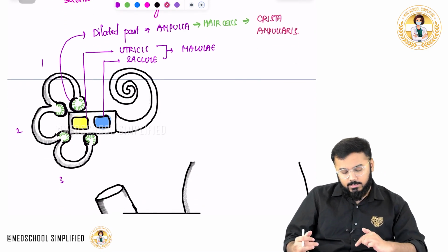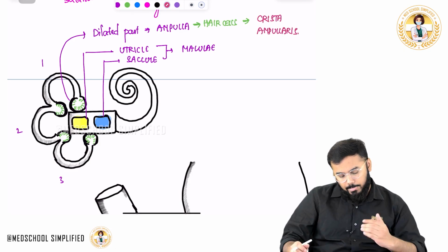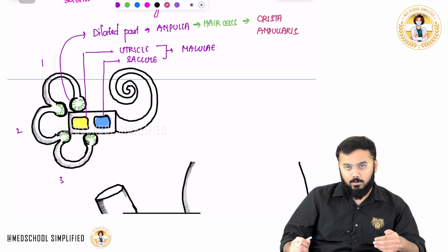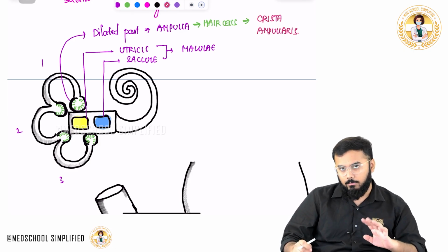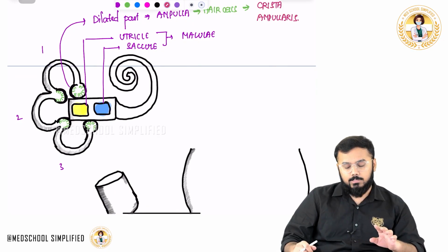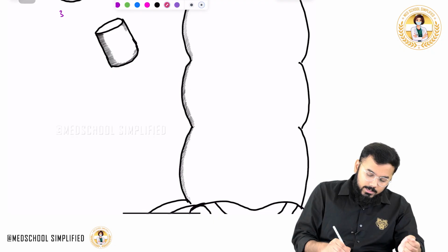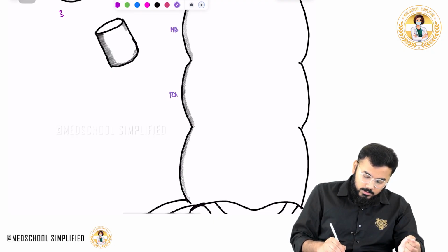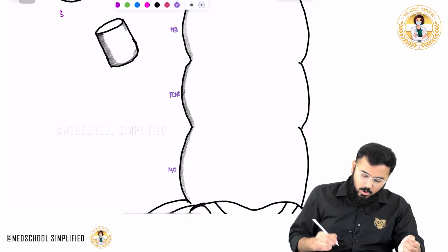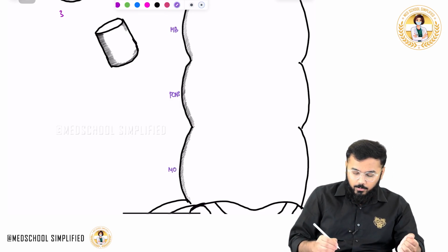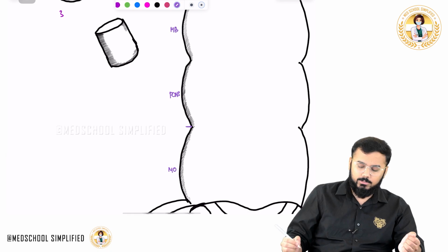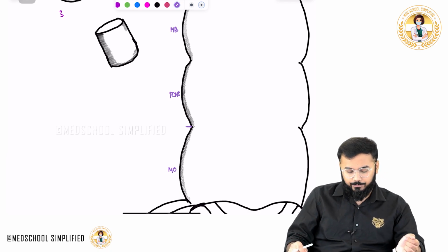So far we discussed there is something called utricle and saccule. Utricle and saccule together are called maculae. Next, the dilated part is called an ampulla. Ampulla is having hair cells called cristae ampullaris. Now here if you see, this part is your midbrain, right? This is your pons and this is your medulla oblongata. And the junction between pons and medulla oblongata is called the pontomedullary junction.